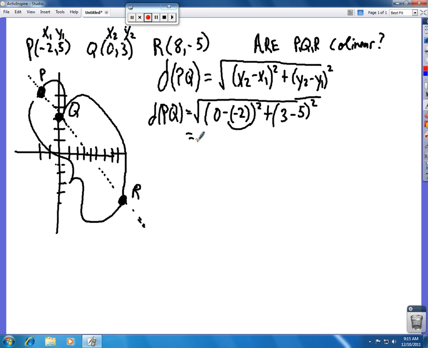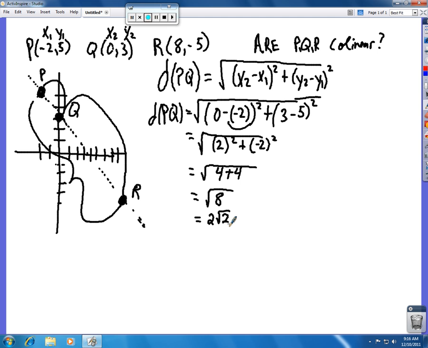Now we're just going to simplify. You're going to have 2 squared plus negative 2 squared. It's going to be 4 plus 4, which will be the square root of 8, which is equal to 2 root 2.